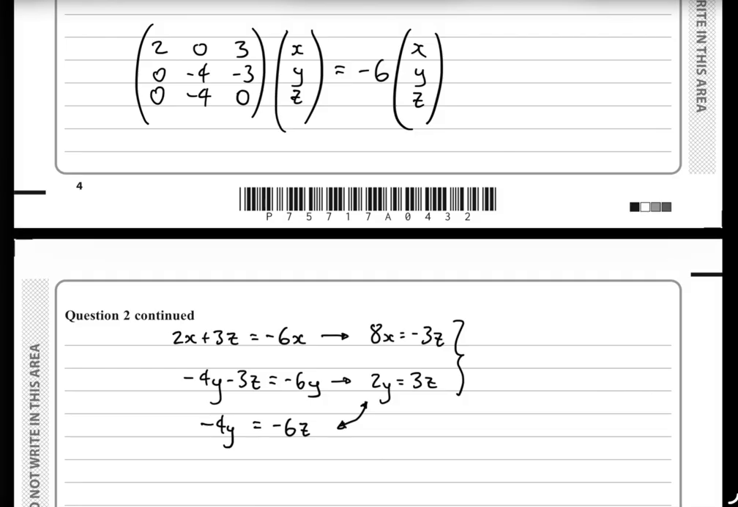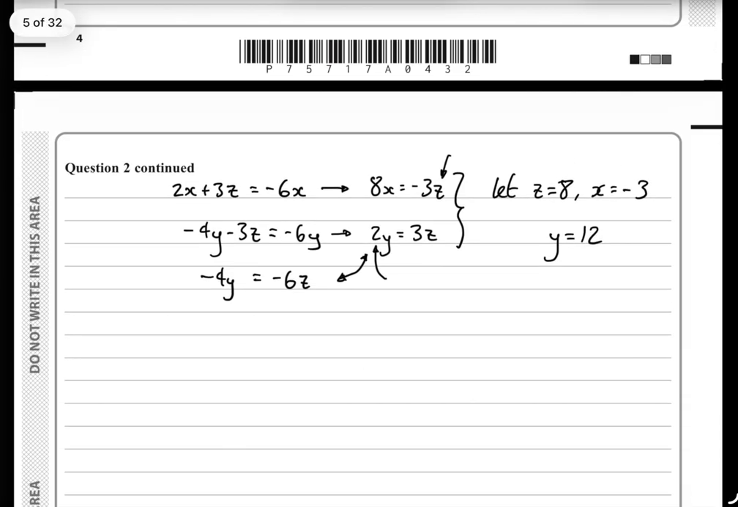I think the easiest way to do this would be to make z an 8, because then x, when I put the z in here as an 8, I get a whole number out of that, minus 3. So let z equal 8, then x is equal to minus 3, and because of the 2 here, that will give me a whole number down here as well. Y will equal 12. You don't have to choose these numbers, but I always like to have whole numbers if I can.